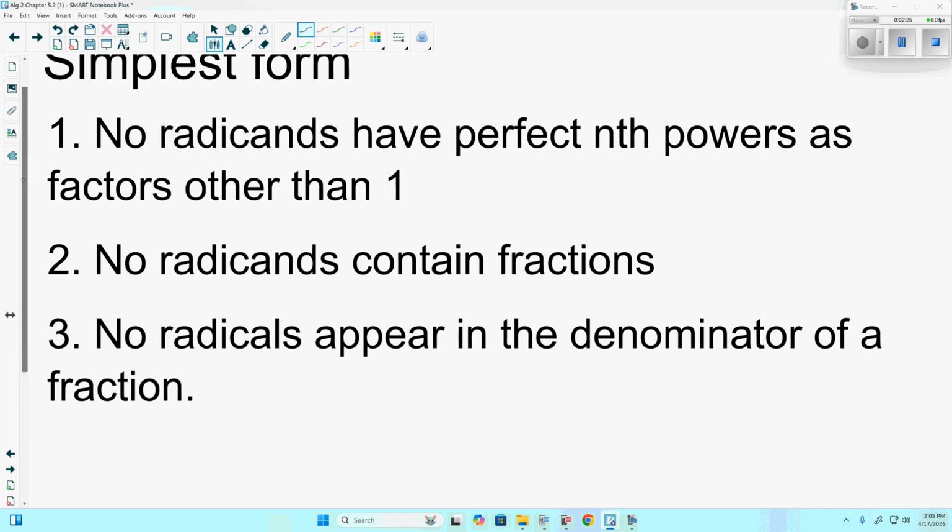Now, this is mainly pertaining to radicals, our square roots, cube roots, but we can talk about powers too. No radicands have perfect nth power factors other than 1. Really all that's saying is that we can't leave it as, say, the square root of 16, because the square root of 16 is 4. The cube root of 16 will simplify to 2 cube roots of 2. Because if there are perfect nth powers, we need to simplify it down.